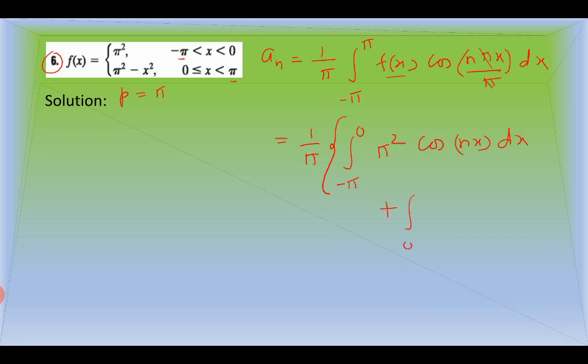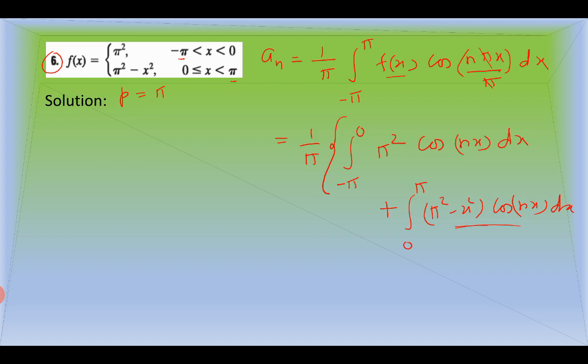plus 0 to pi. The function is pi square minus x square. The function is variable x, the cosine nx dx. The second part of the integration should be integrated using the concept of integration by parts.